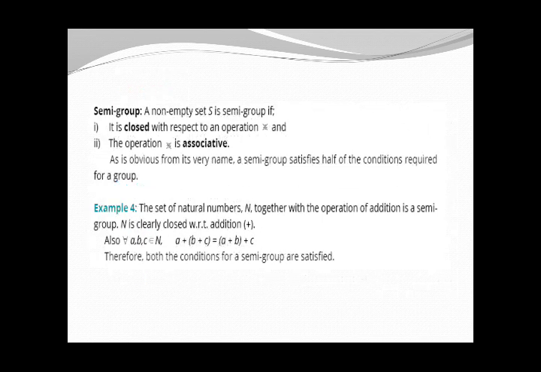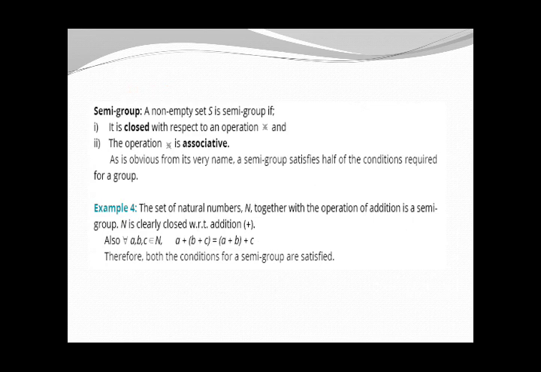Next is semigroup. If a set is non-empty and satisfies two properties, closed, meaning the closure property holds with respect to multiplication, or we also say groupoid, and the second one is associative. If a set satisfies two properties, groupoid and associative, then it is called a semigroup.